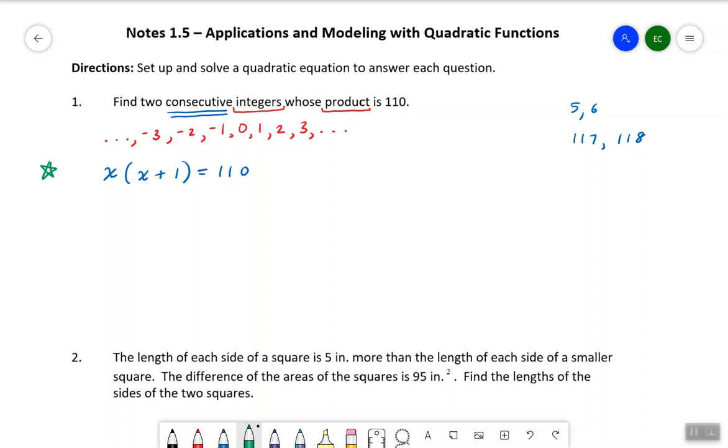You might say, wait a second, that doesn't look quadratic because it doesn't have an x squared. But in fact it does. Remember, the first step is going to be to distribute the x to each term inside these parentheses. And so then we'll have x times x is x squared. X times 1 is just x, and then that's equal to 110. And now we recognize this as a quadratic equation.